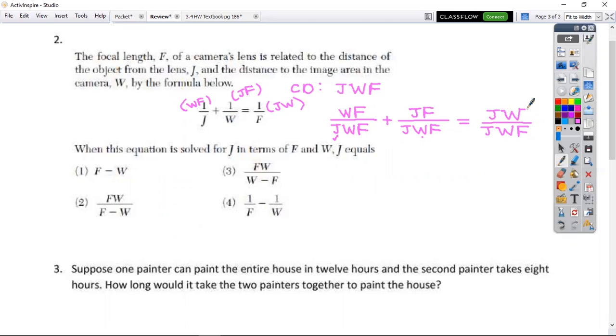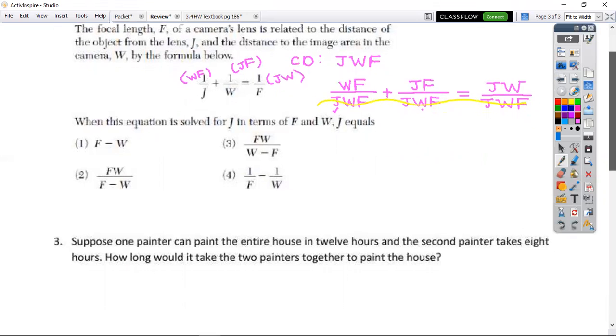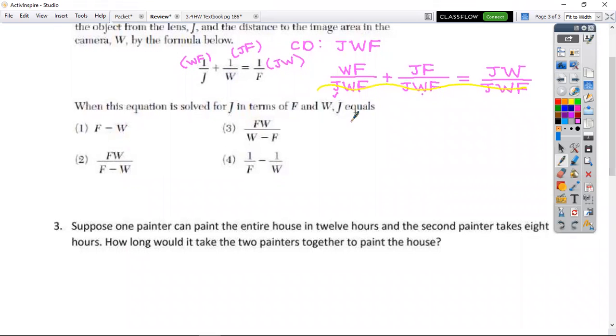Okay, so now it gets a little bit better. You are permitted to remove the denominator because this is an equation. So that's gone. And you're going to just solve the numerator, but it's just not going to be a numerical answer. So I have WF plus JF equal to JW. And what you wanted to find here is you want to get J. So it would be helpful to get both J's together. So you have J's on both sides. So let's bump this one over.